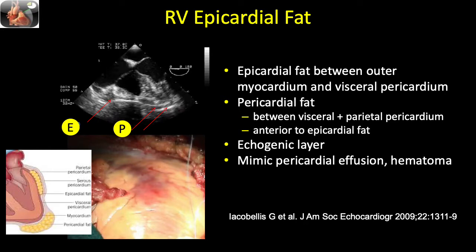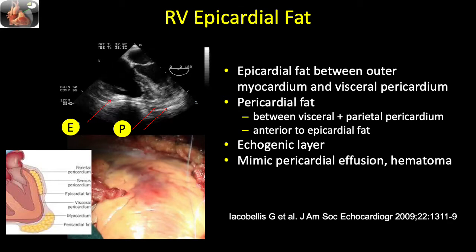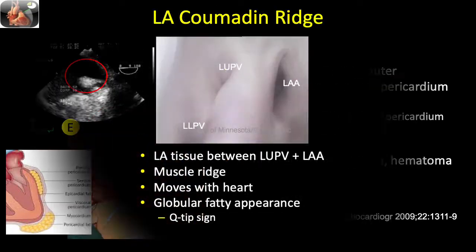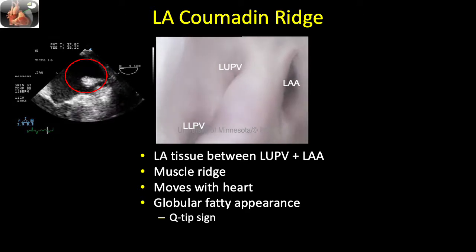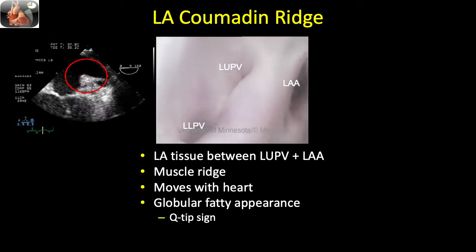Epicardial fat appears as echo-free space, mimicking a pericardial effusion in echocardiography, and is differentiated based on echogenicity, texture, mobility, and location. The Coumadin ridge is a normal anatomic variant found in the left atrium.